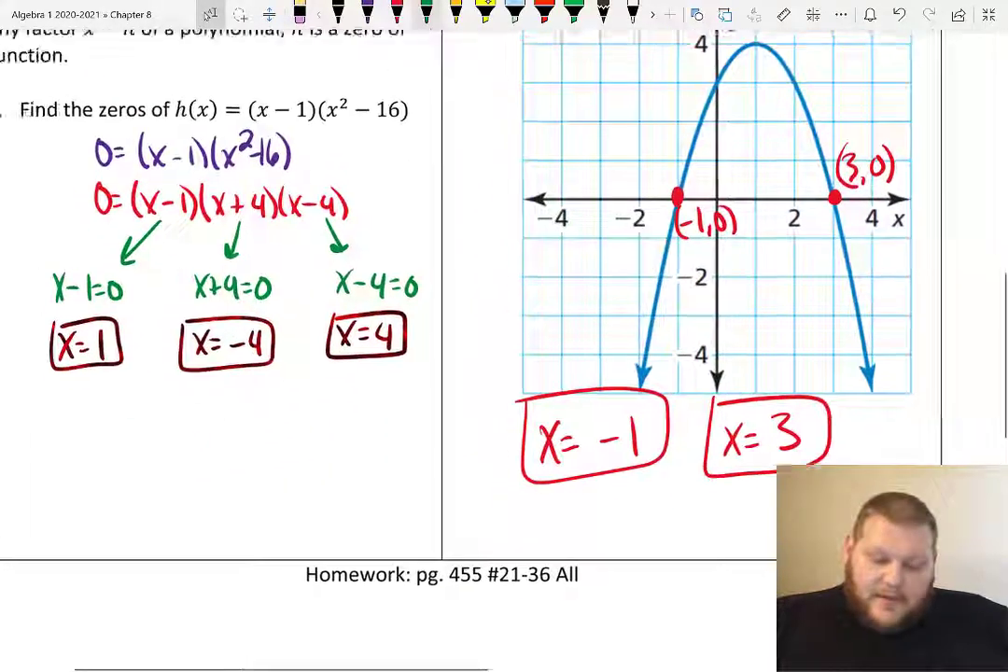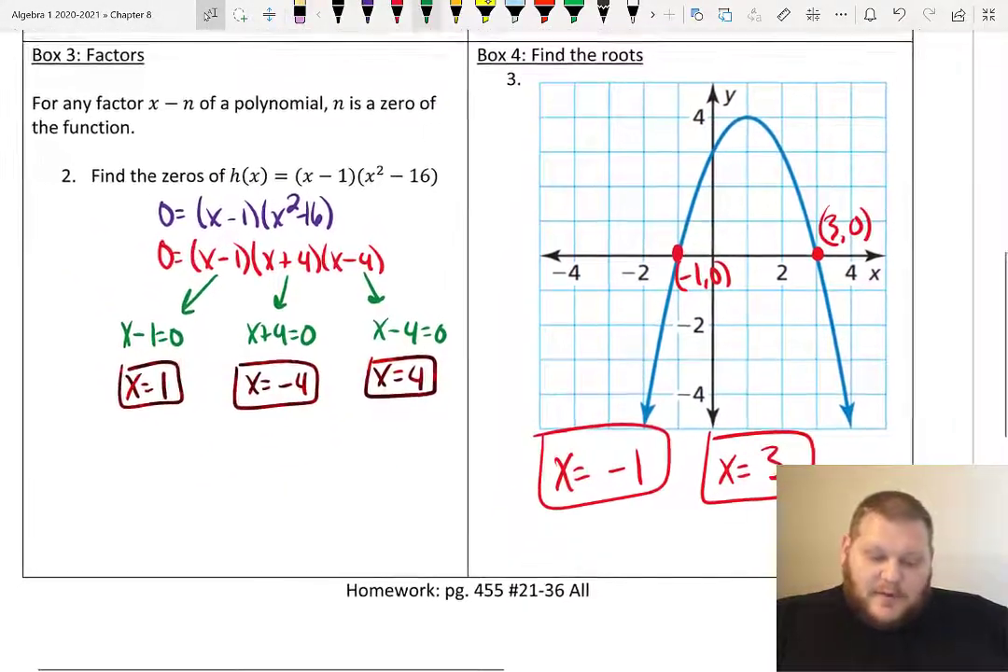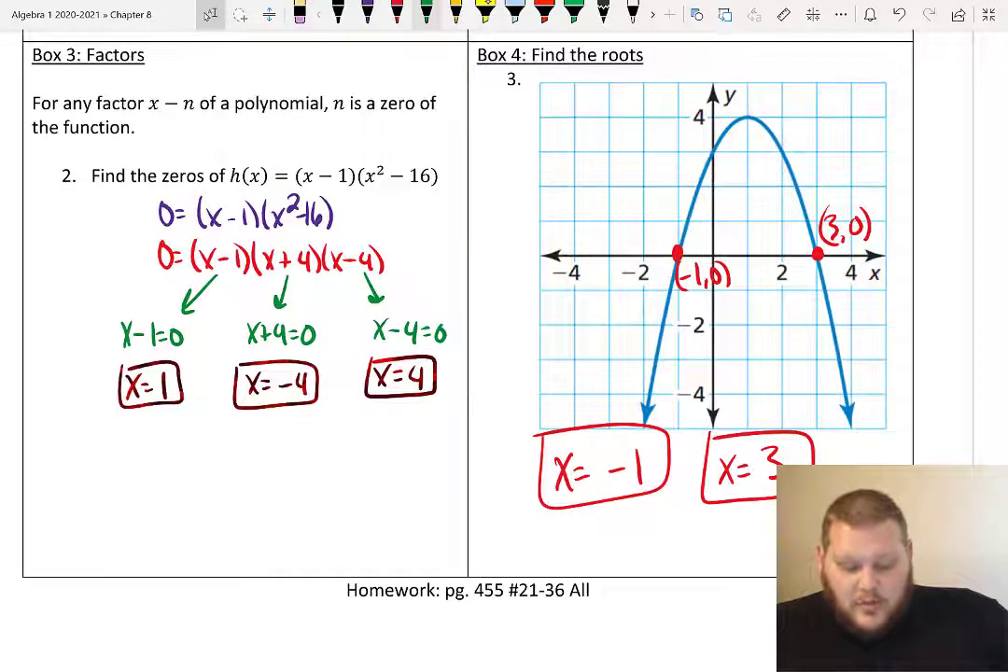So that's all I got for you. Nice quick lesson for our last one for 8.5 day 2. The homework is down there at the bottom. It's page 455, 21 to 36 all, so both evens and odds.